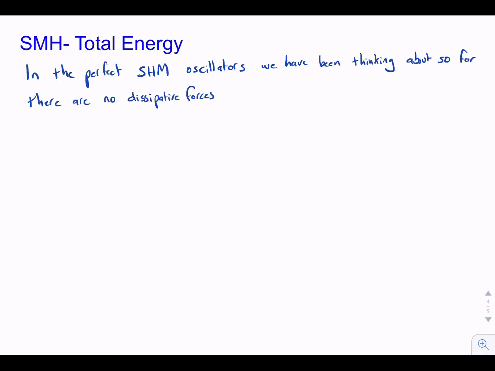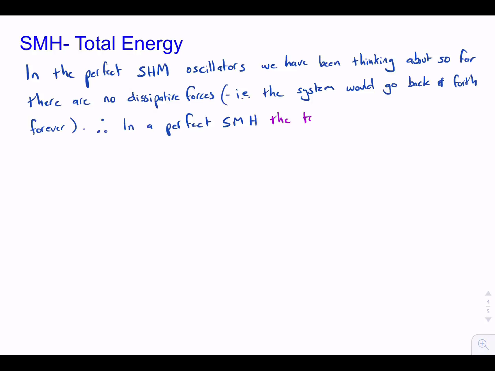So let's look at the total energy in a simple harmonic oscillator. In a perfect simple harmonic oscillator, which is the system that we've been thinking about and examining so far, there are no dissipative forces, i.e. the system would go back and forth forever. This is obviously not true in real life, and we'll get to that in the next video, where there are damping forces that take energy from the system. Examples of a damping force would be friction or air drag. However, in a perfect simple harmonic oscillator, the total energy of the system is conserved.